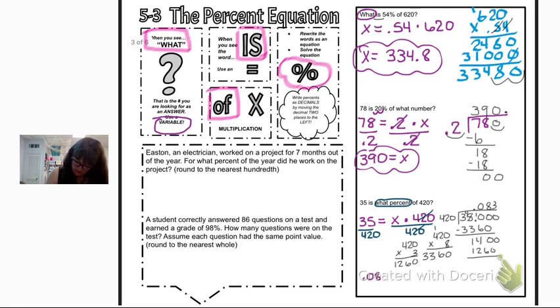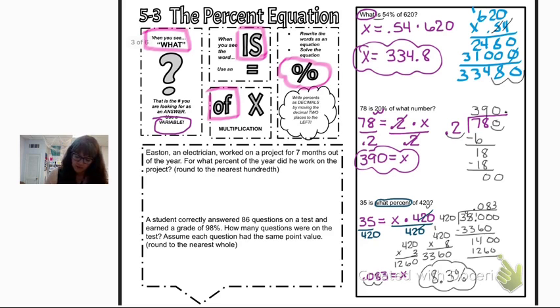So here's what we have. We have 83 thousandths equals X, but we want that as a percent. So we're going to take that decimal, move it 2 to the right. So about 8.3%. So not quite 10%, which makes sense because 10% of 420 would be 42. So it makes sense that 35 is a little less than 10% of 420.